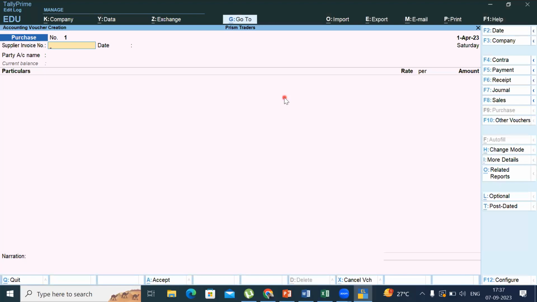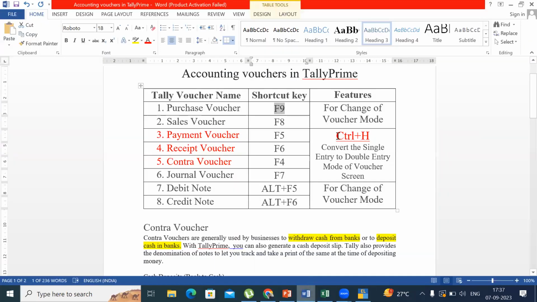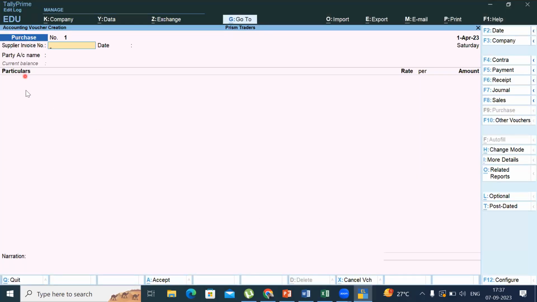The screen will change to purchase. Now you can observe that we have converted into the purchase voucher, but in this screen there is no debit and credit. I already explained some of the features of Control H. Control H is called change of voucher mode as per the requirement. So in this Control H, what we want to convert in the purchases, one of the modes is accounting invoice.